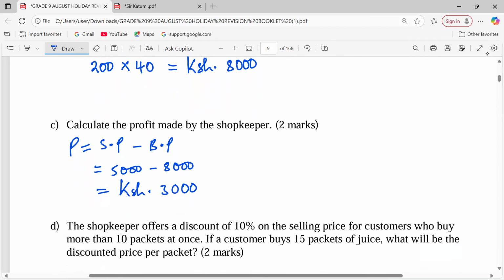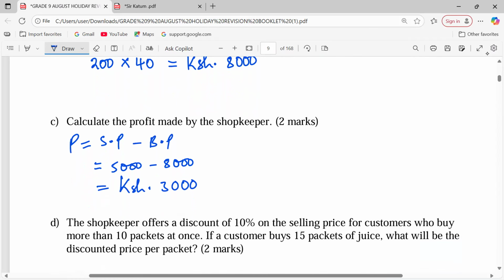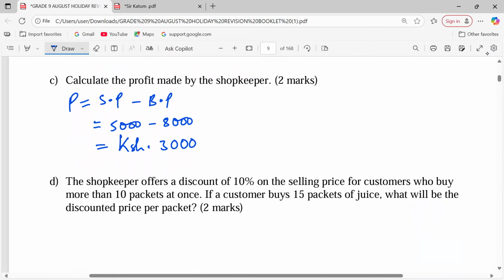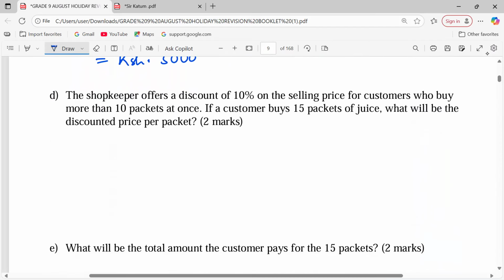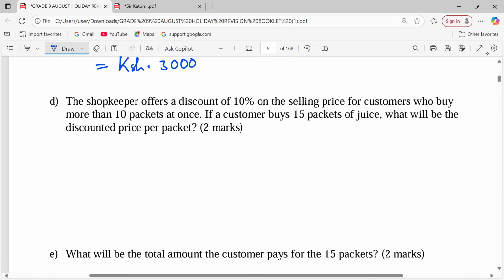So profit is simply the difference between the selling price of an item and the buying price of the same item. Look at part D. The shopkeeper offers a discount of 10% on the selling price for customers who buy more than 10 packets at once. If a customer buys 15 packets of juice, what will be the discounted price per packet? So we are told that there is 10% on the selling price for customers who buy more than 10 packets.